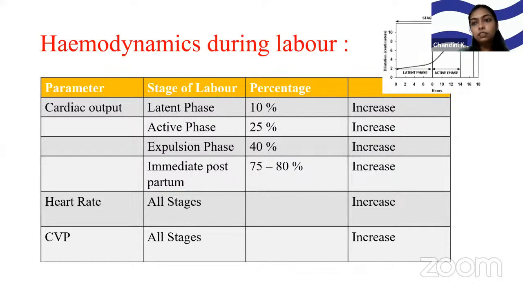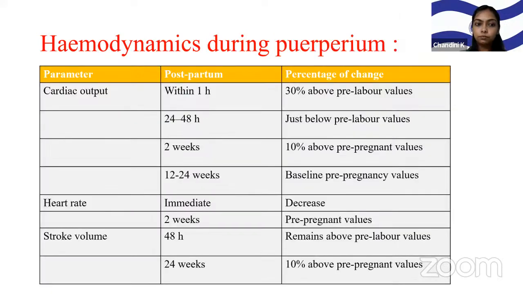Moving on to the hemodynamic changes during labor. As we all know, labor is divided into four stages, and stage one is divided into latent and active phase. In the latent phase, there is a 10% increase in cardiac output, and in the active phase, there is a 25% increase in cardiac output. The immediate postpartum period shows the highest increase in cardiac output at 75 to 80% from baseline. The heart rate and central venous pressure are increased in all stages of labor.